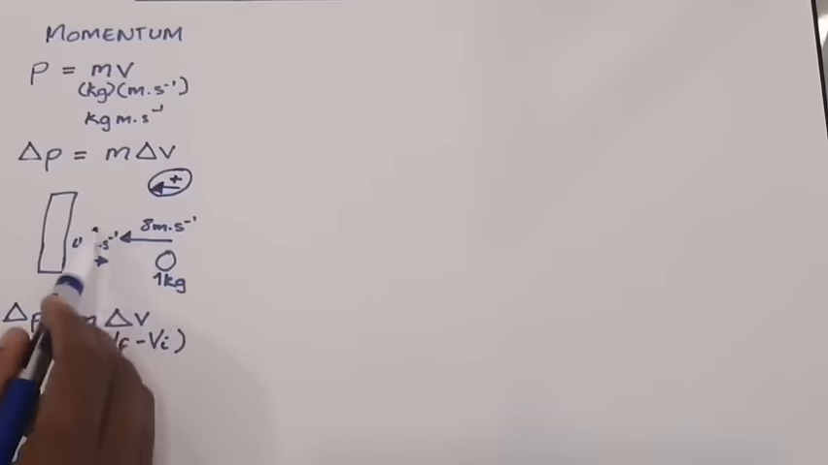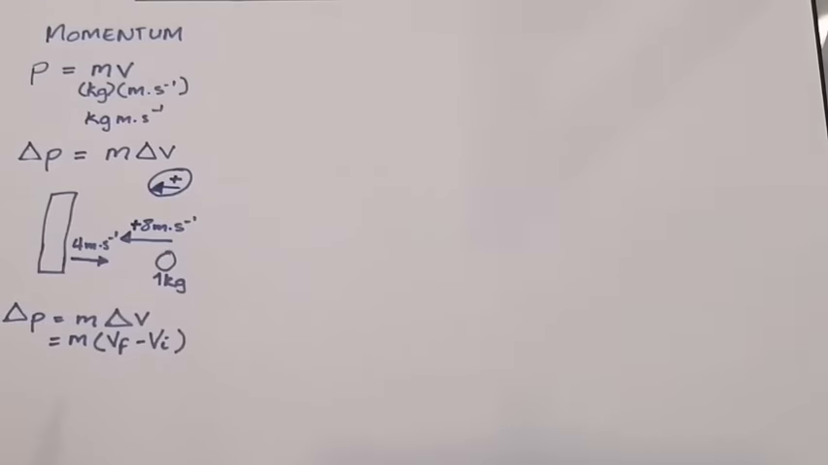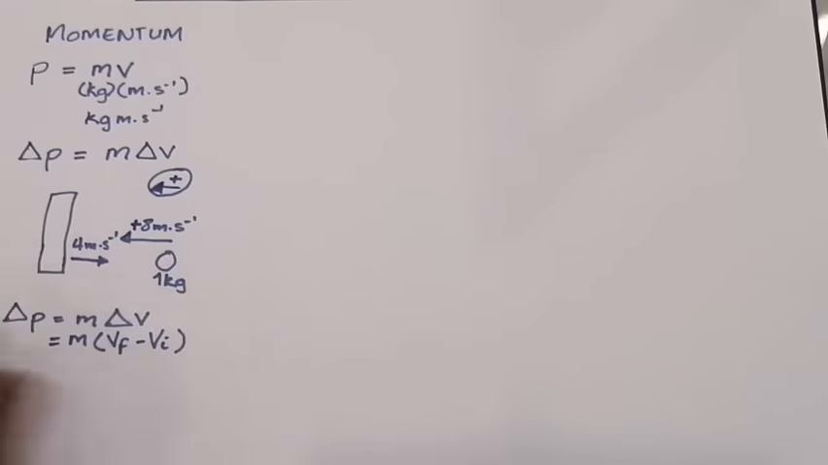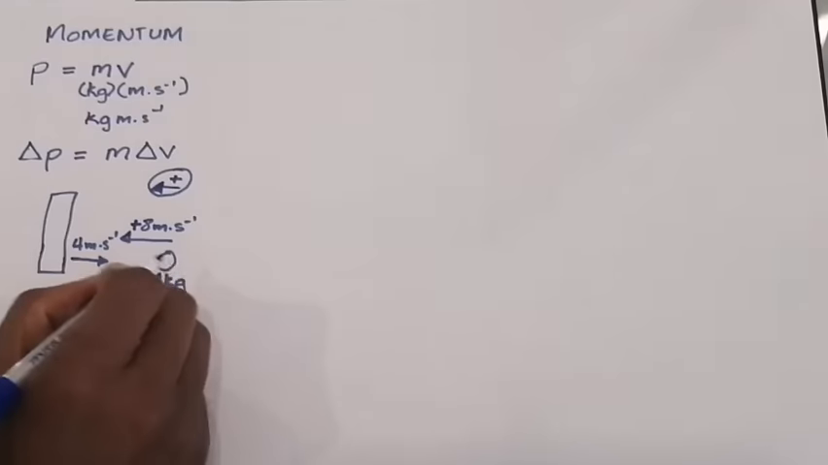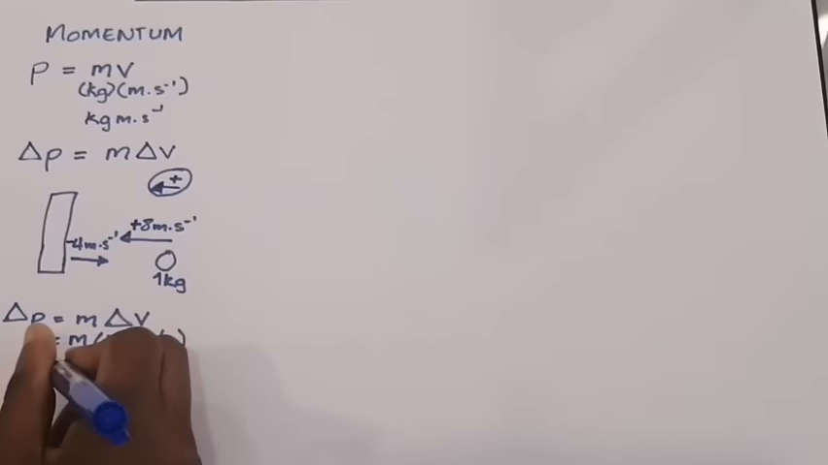So what does that mean with my initial velocity? It must be positive because it's going to the left. All right, so what does that mean with my final velocity? It must be negative since it's going to the right. That's going to be important in answering this question.